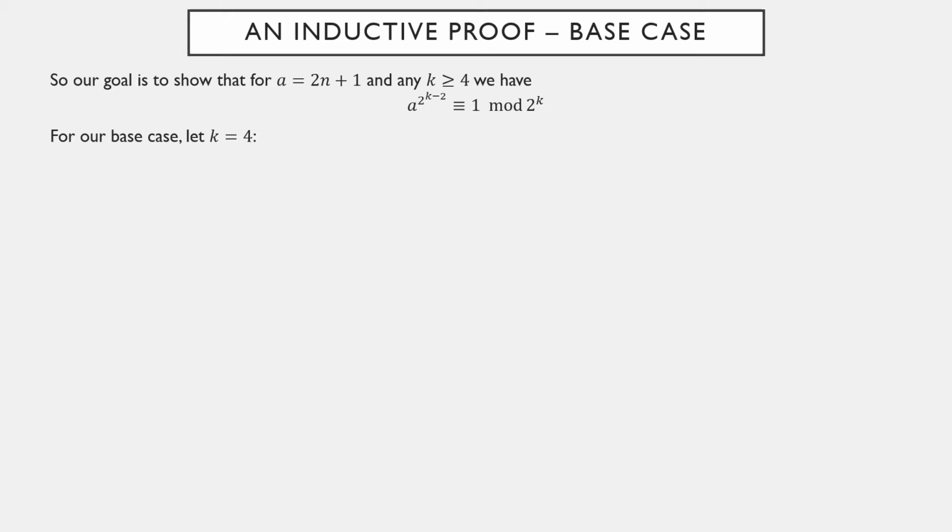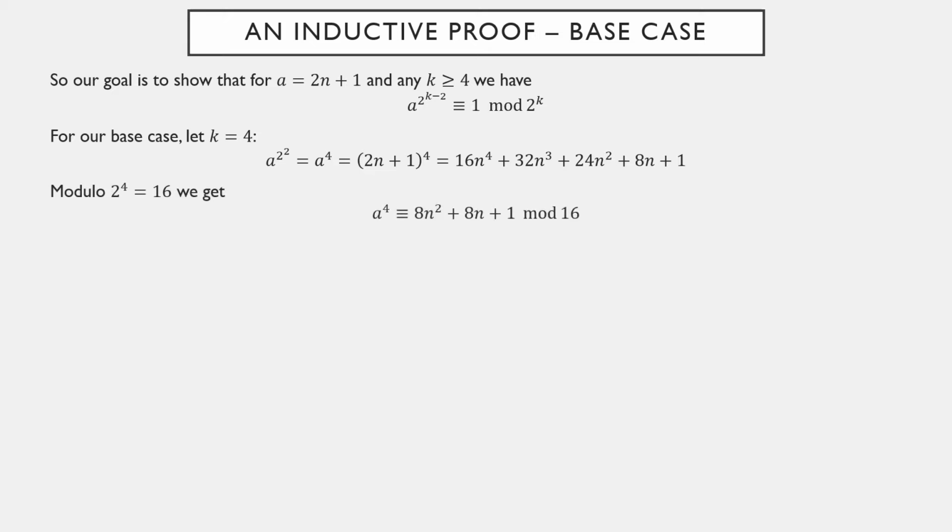So for the base case, let k equal 4. In which case, this works out to be a to the fourth. Since a was 2n plus 1, we simply expand this whole thing out and get 16n to the fourth plus 32n cubed plus 24n squared plus 8n plus 1. Okay, so do check that if you wish. However, since k is equal to 4, we're working modulo 16. Modulo 16, 16 and 32 are both equivalent to 0, and 24 is actually equivalent to 8 modulo 16. So a to the fourth is equivalent to this simpler expression.